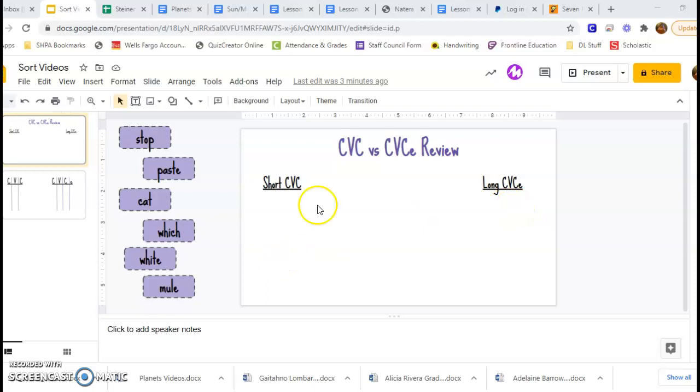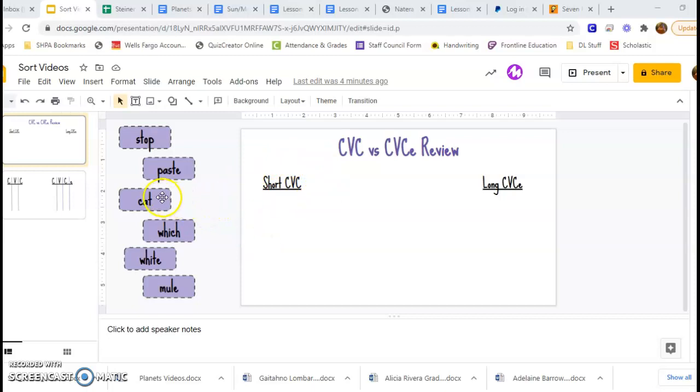All right, so let's start with the short CVC words. So I have a collection of words over here on the side. Some of them are on your sort, some of them are not. Let's go ahead and read them. Try reading them with me. Stop, paste, cat, witch, white, mule. Which of these words would you say have the short CVC pattern?